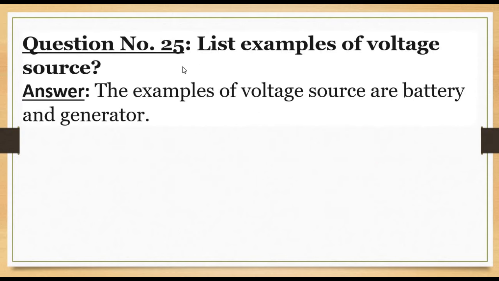Question number 25 is a very simple question that asks for examples of voltage source. So the common examples of voltage source are a battery and a generator.